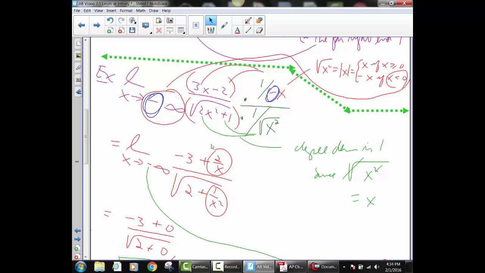Because what happens, I have the exact same expression. So again, degree of the numerator is 1. In effect, the degree of the denominator is 1 because it's the square root of x squared. So I'm going to multiply top and bottom by 1 over the square root of x squared.